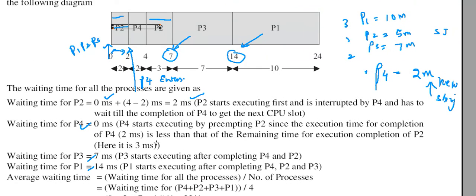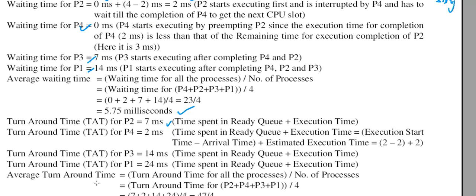Next, turnaround time for P4. P4 did not wait because the scheduler immediately schedules it. So waiting time is 0 plus execution time is 2 milliseconds. So it is 2 milliseconds.